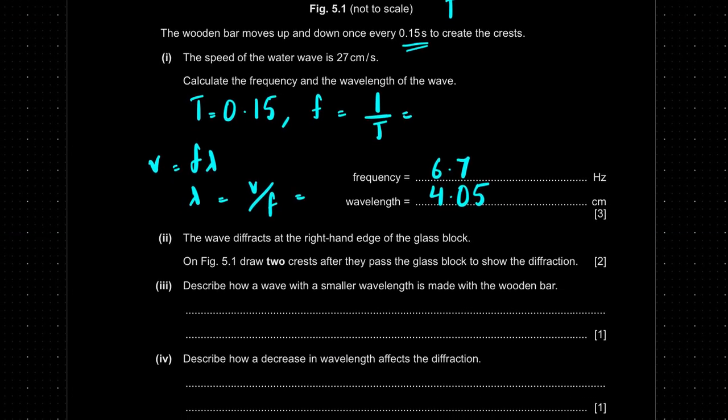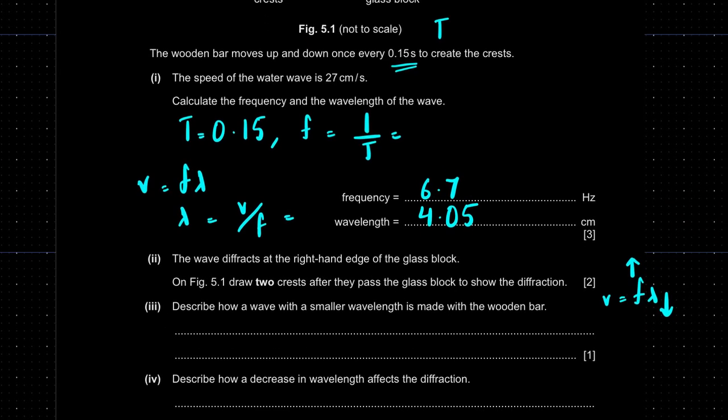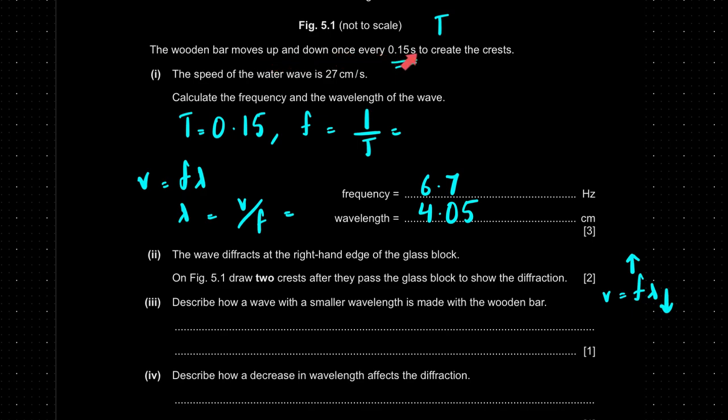The next part asks, describe how a wave with a smaller wavelength is made with the wooden bar. So remember that as long as we stay in one medium, the speed of the wave is going to be constant. So if I need a smaller wavelength, I'll need to increase the frequency. And here, if you can see, the movement of the wooden bar was what was creating the waves. So you will say: increase the frequency of movement of the wooden bar.